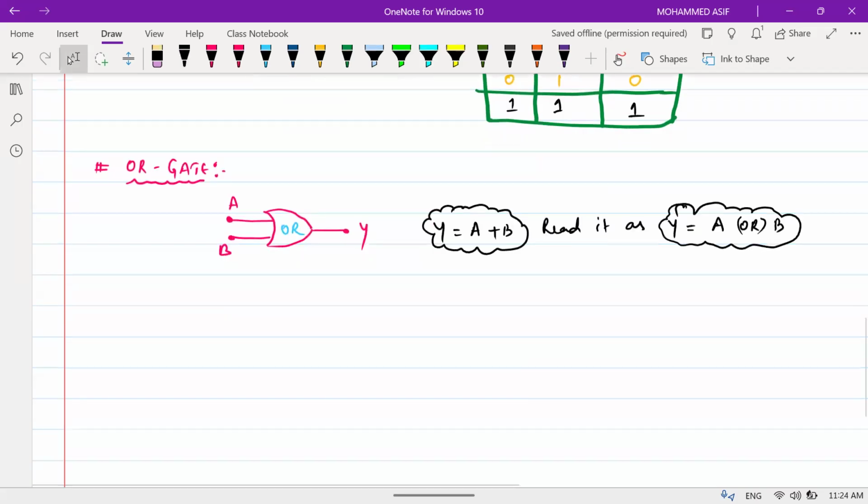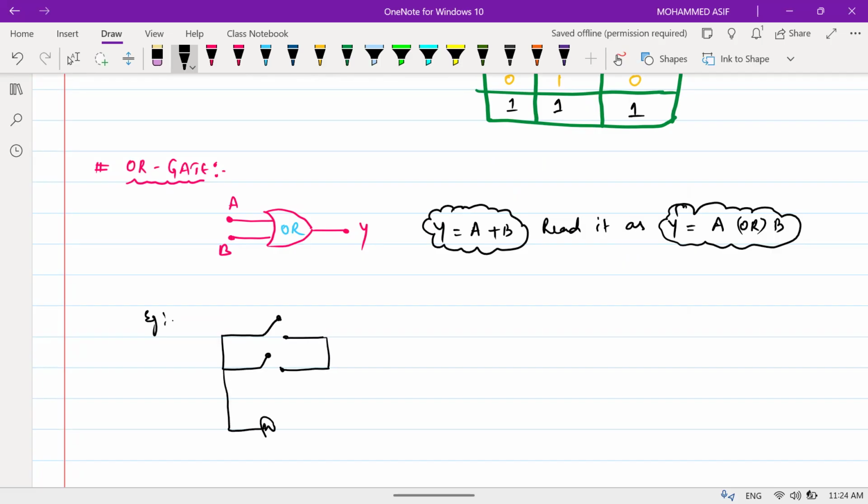Let me explain by connecting two switches. I'm taking two switches connected in a parallel combination. Both switches are connected to an alternating source of EMF and to one bulb. This is your bulb, this is your AC potential, this is switch 1 and this is switch 2. Both of them are open. This is your A, this is your B, and this is your output Y. Y equals A plus B.